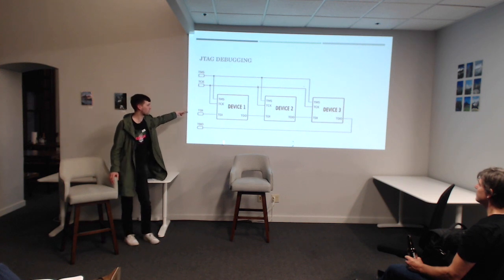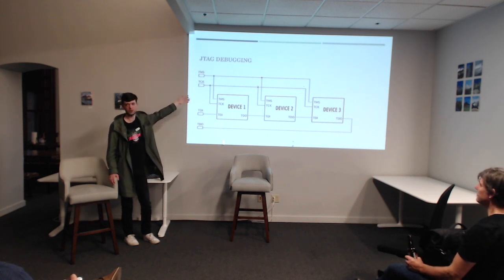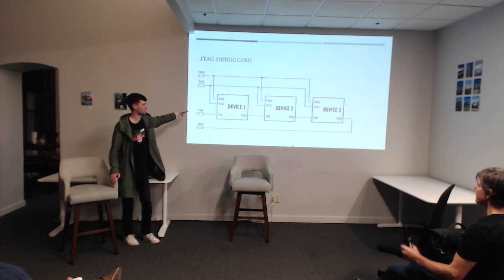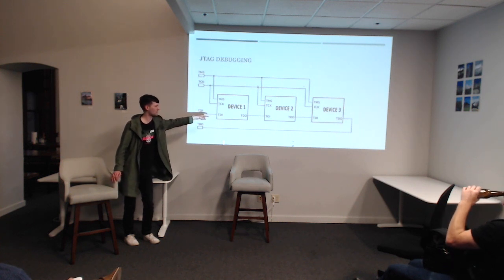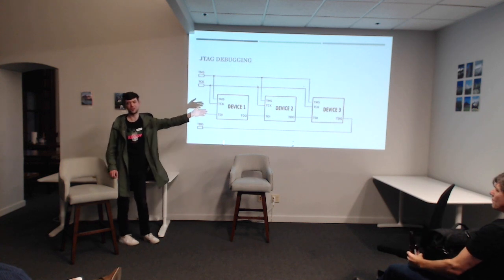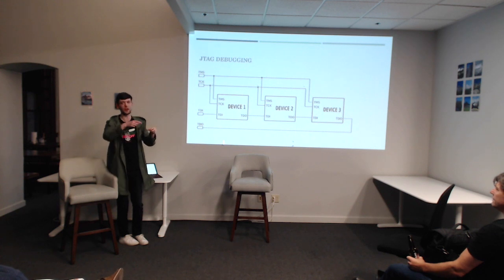You have TDI, which is data in, and TDO, which is data out. You have TCK, which is the clock speed that tells them all how to communicate at the same rate. And you have TMS, which basically tells it what operation I'm going to perform. As you can see, these devices are all daisy chained together. So TDI into this device goes into the next device, and into the next device. With this protocol, you can have just one header on your board that lets you communicate to multiple chips at the same time for debugging purposes.